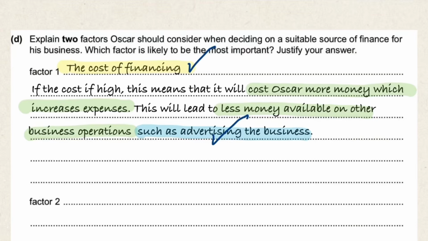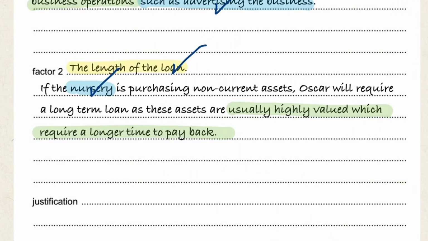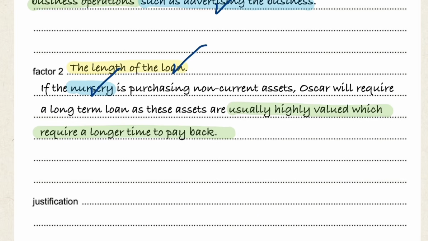For the application, I have chosen advertising. And for the analysis, the direct impact of the cost of financing is that expenses will increase. Factor 2, the length of the loan. If the nursery is purchasing non-current assets, Oscar will require a long-term loan, as these assets are usually high in value, which require a longer time to pay back.